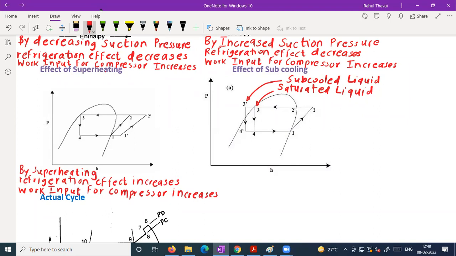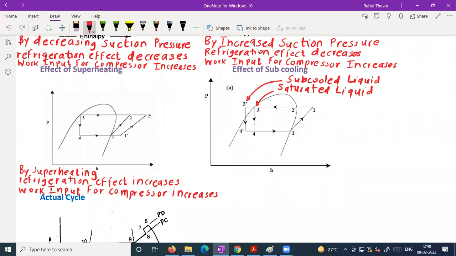Simple. Let me give you an example. Atmospheric pressure is 1 bar. In atmospheric conditions, the water will boil at 100 degrees Celsius. So if you heat the water to below 100 degrees Celsius, it is said to be subcooled. Whatever the temperature of the water below 100 degrees Celsius, it is said to be subcooled. Is that okay or not?